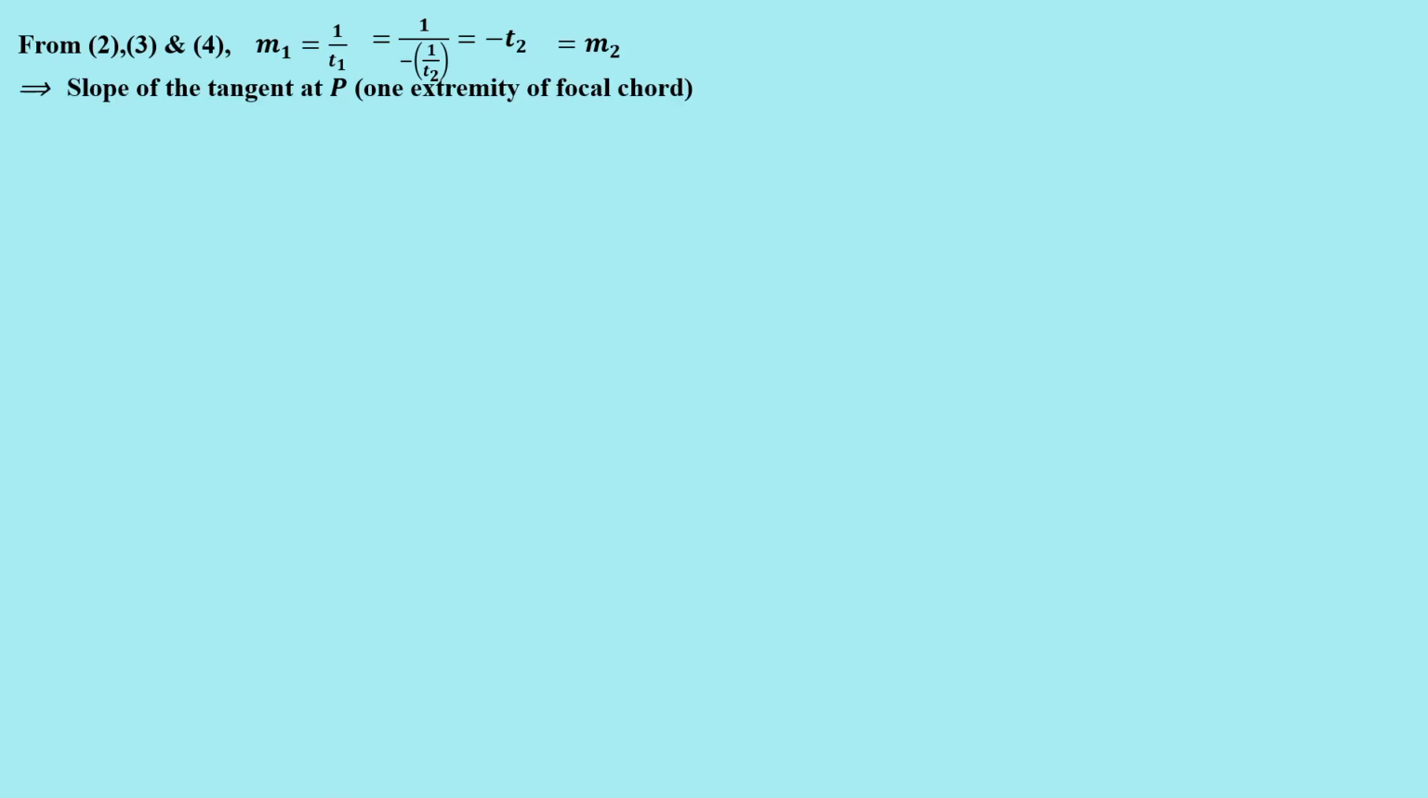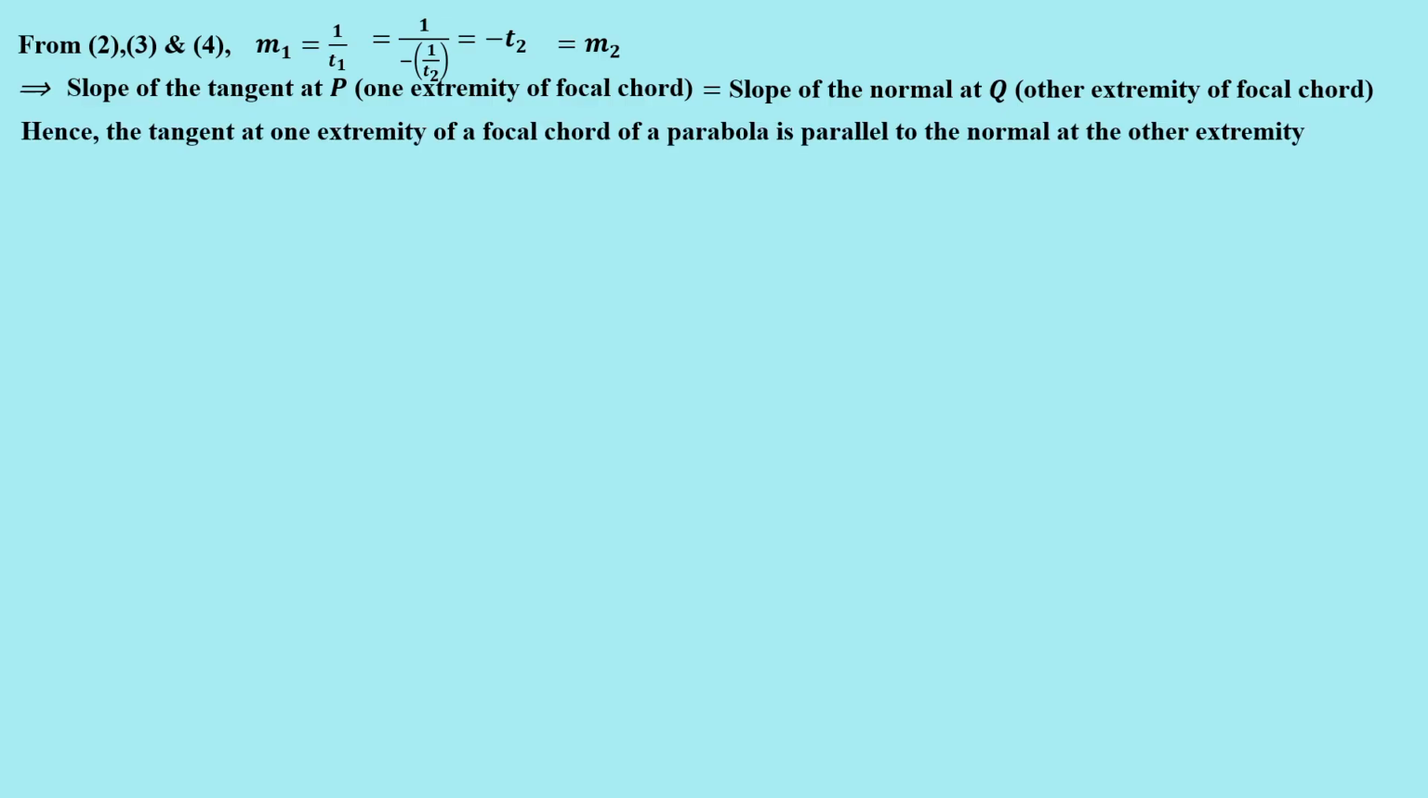The slope of the tangent at P, one extremity of the focal chord, is equal to the slope of the normal at Q. t2 is the slope of the normal, so m1 m2 is what we have. m1 is the slope of the tangent, so this means the tangent at one end of the focal chord of the parabola is parallel to the normal at the other end.